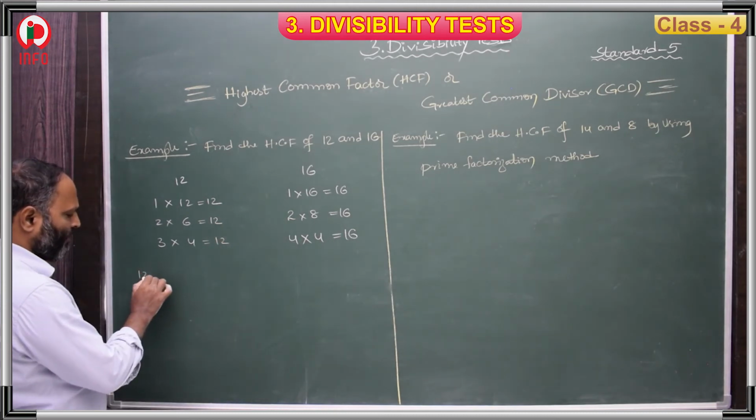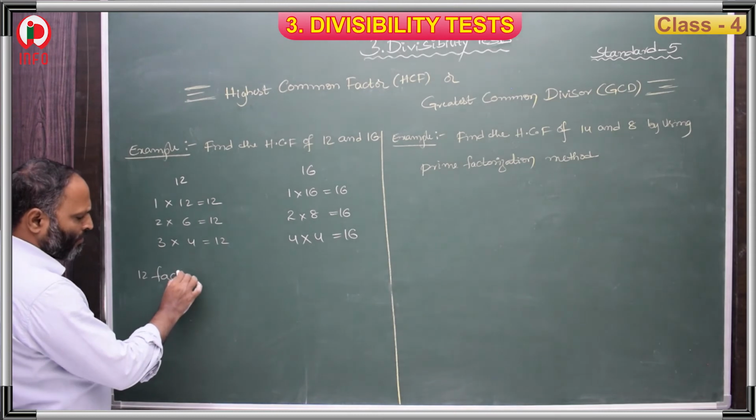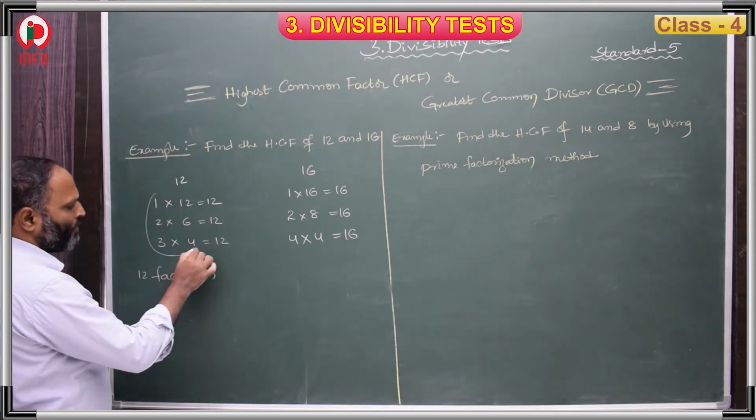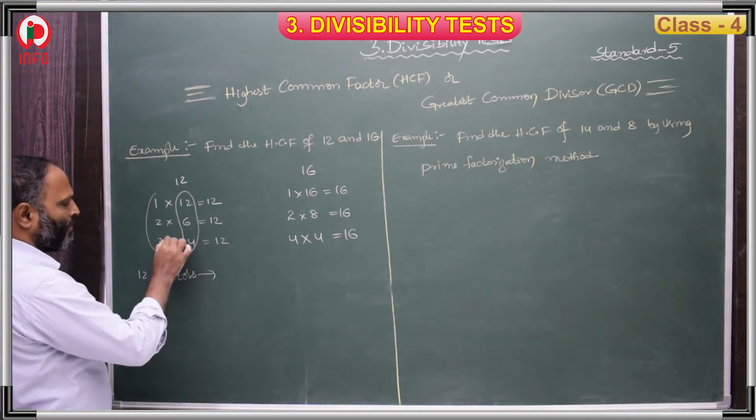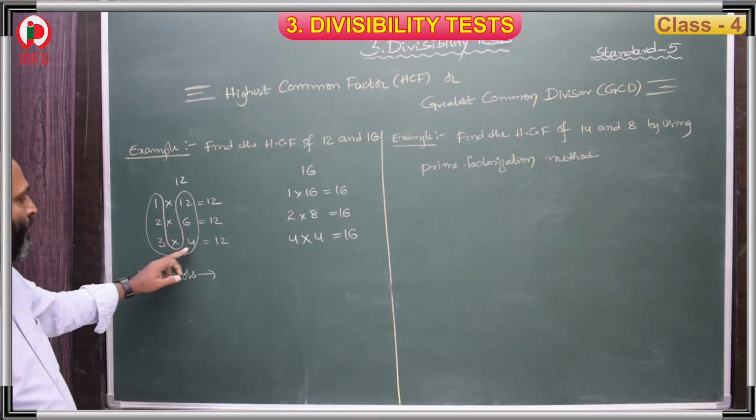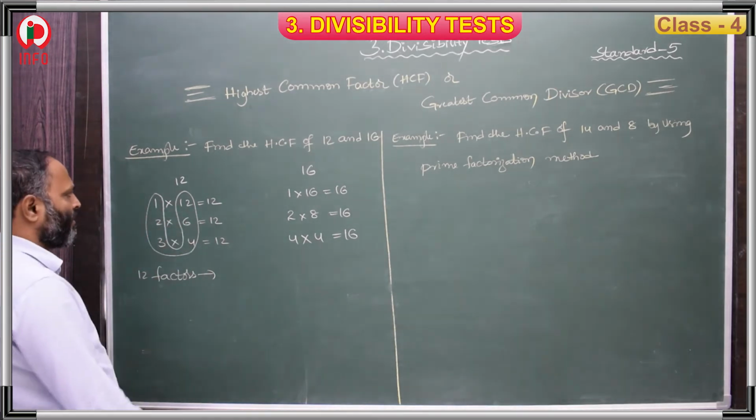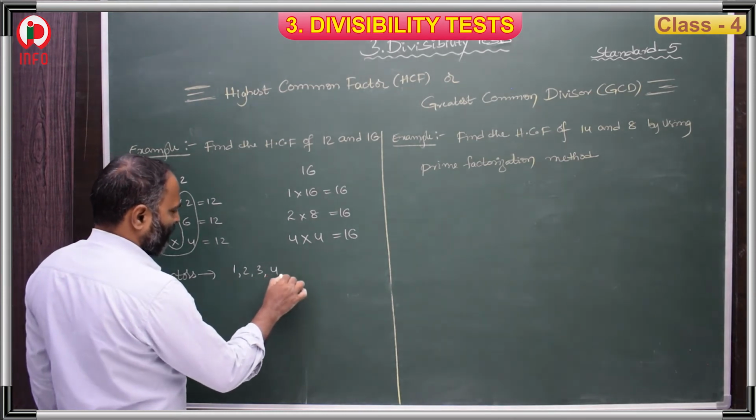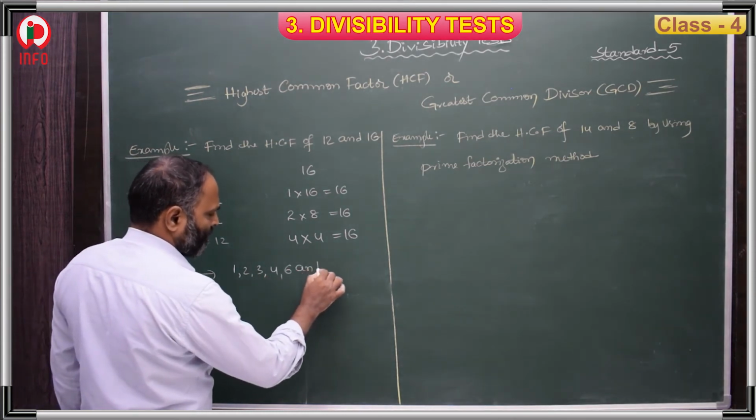Now you take the factors of 12. What are the factors of 12? These all you have to take in U shape: 1, 2, 3, 4, 6, 12. These all are factors: 1, 2, 3, 4, 6 and 12.